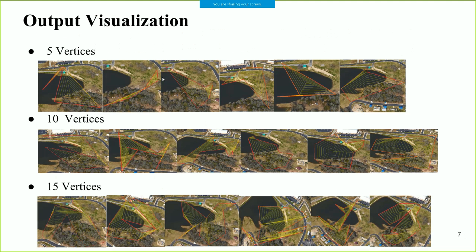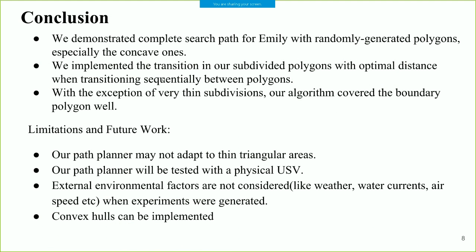We demonstrated a complete search path for randomly generated polygons, especially the concave ones. We also implemented a transition between two sequential polygons. With the exception of very thin subdivisions, our algorithm performs very well. The limitations of this project are it does not adapt very well to thin triangular areas. It has not been tested with a physical USV, and external environmental factors are not considered. The further future work can be that we can implement it with convex hulls.